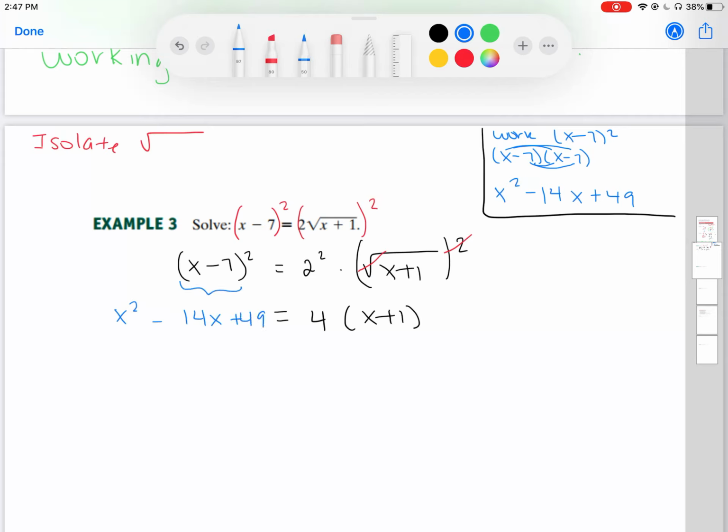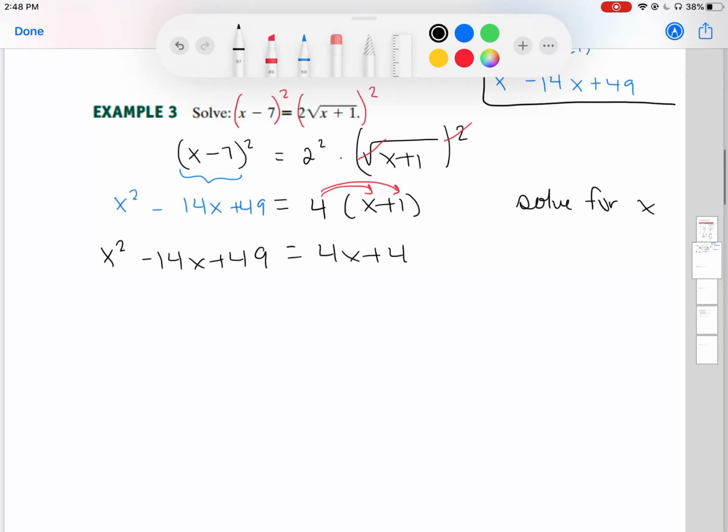That is our value right here. Okay, next all we have is to solve for x. Okay, we have to distribute in that 4, so that we have 4x plus 4. On the left-hand side, I have x squared minus 14x plus 49. Everything we learned about solving equations always comes back.